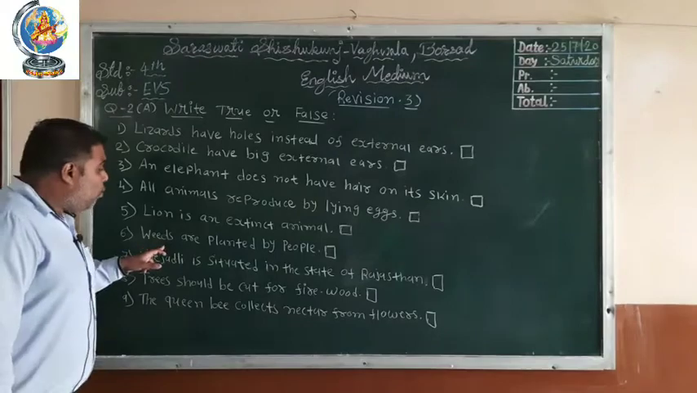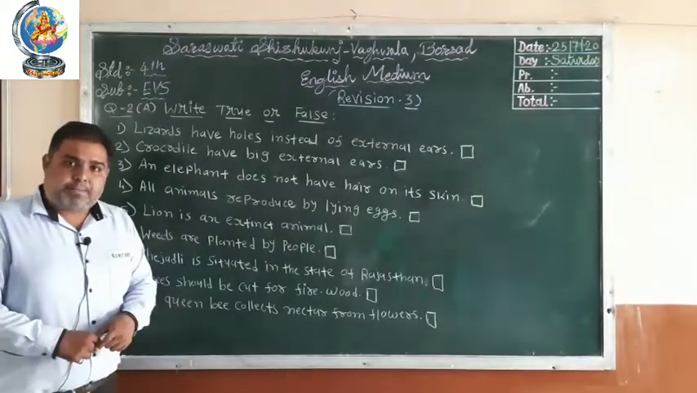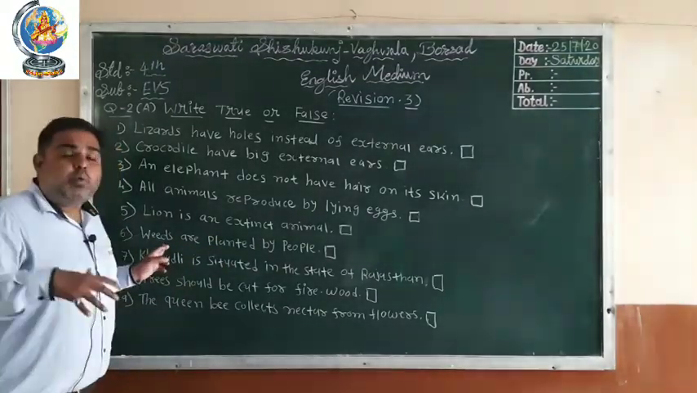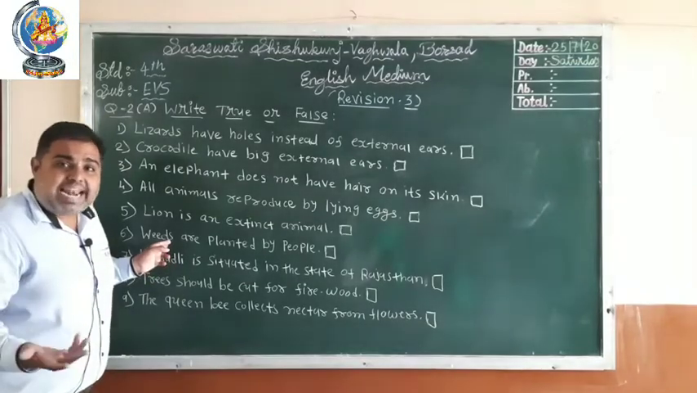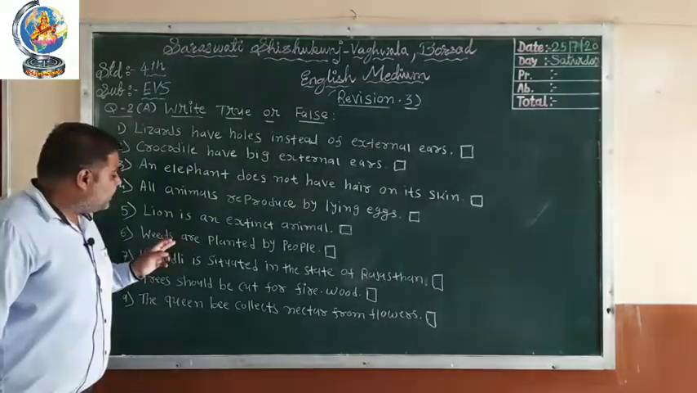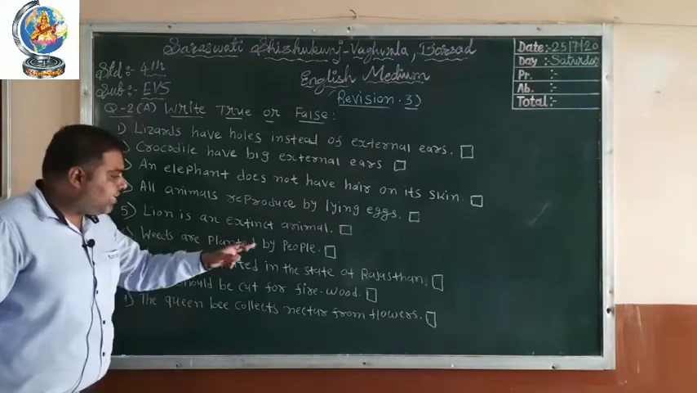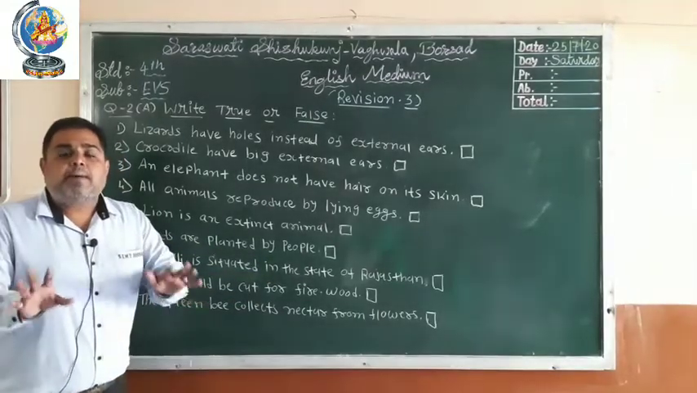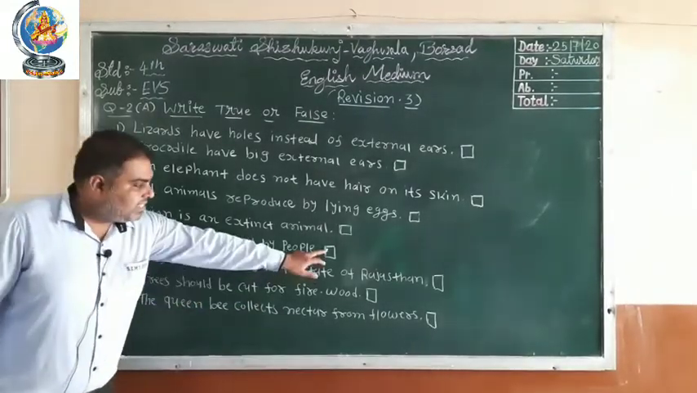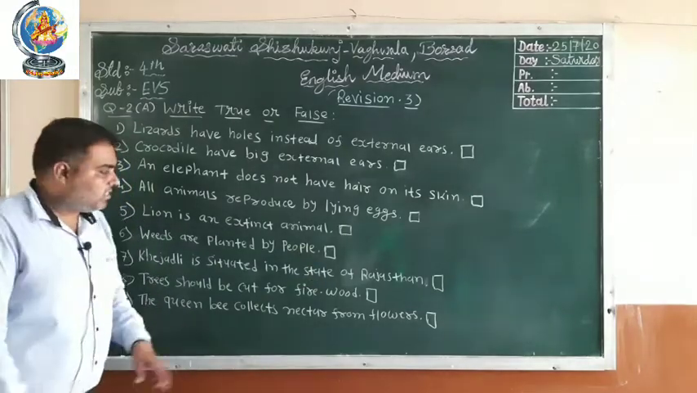Number 6, weeds are planted by people. Weeds means unwanted plants or grass. So people do not plant weeds. That is why this statement is false.